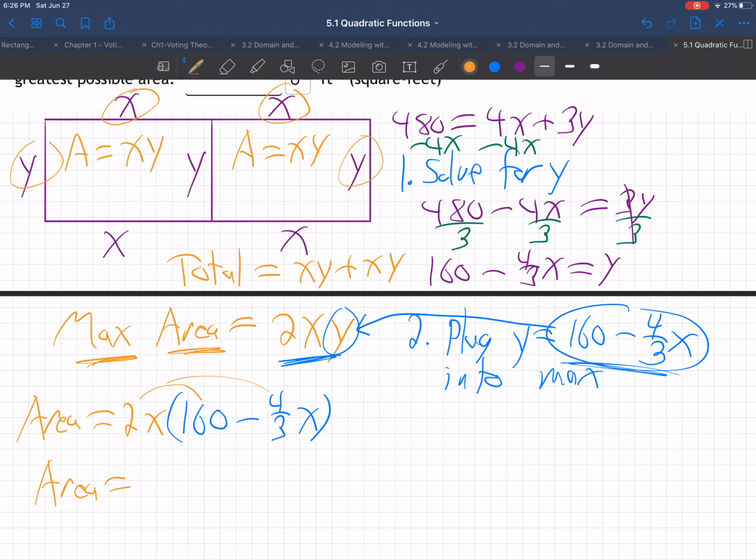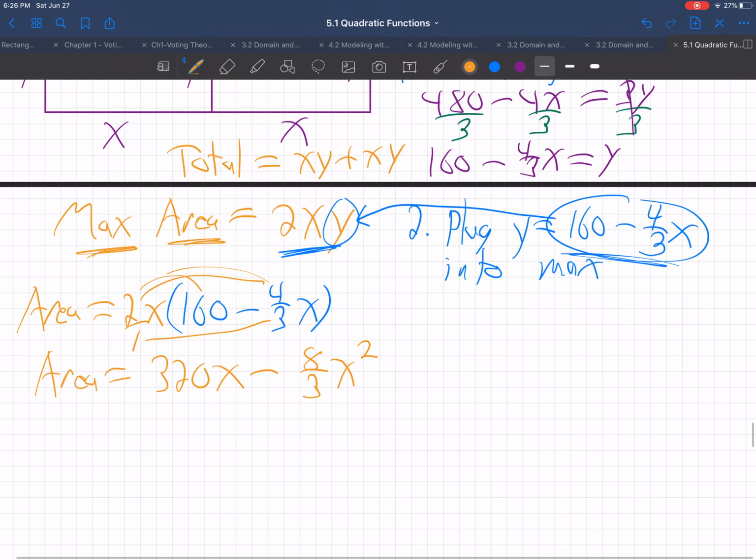Let's distribute that. We're going to get 320x minus 8/3 x squared, right? Because it's 2 over 1. That 2 goes to the 4, and the 1 goes to the 3. Okay, so that's our area formula.